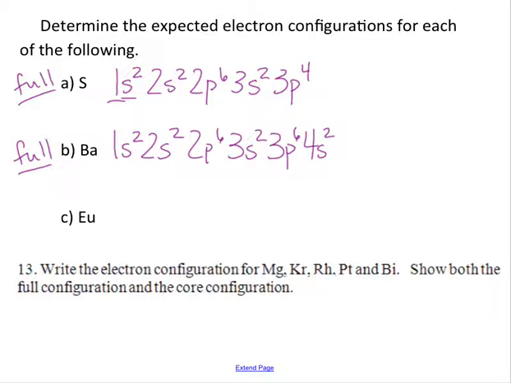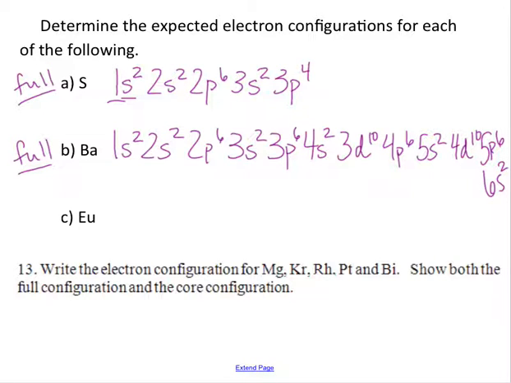4s2, be careful, 3, good, 3d10, good, good, 4d10, 5p6, then 6s2. Yeah, that was gross.